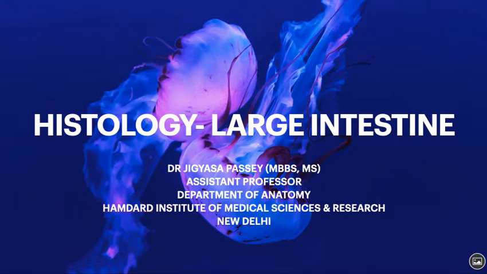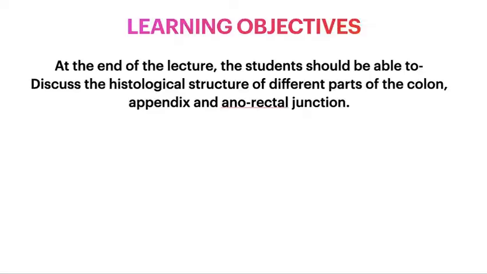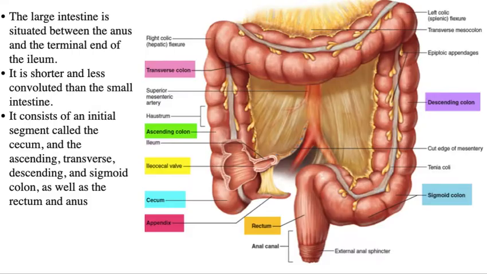Hello everyone. So today we do the histology of the large intestine. The learning objectives for which are that at the end of the lecture, the students should be able to discuss the histological structure of different parts of the colon, the appendix, and the anorectal junction.